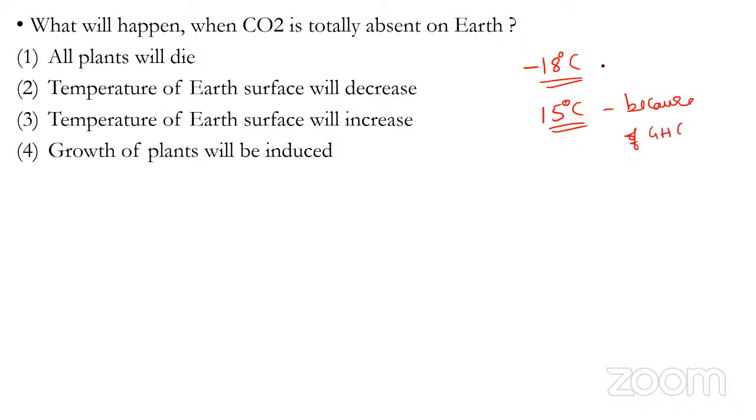It is because of greenhouse gases. In the absence of greenhouse gases, Earth's atmosphere would have been minus 18 degrees Celsius. So I hope you can get the answer for this. What will happen when carbon dioxide is totally absent on Earth? Maybe all plants will die. Temperature of the Earth's surface will definitely decrease. Temperature of the Earth's surface will not increase. Growth of plant will be induced.